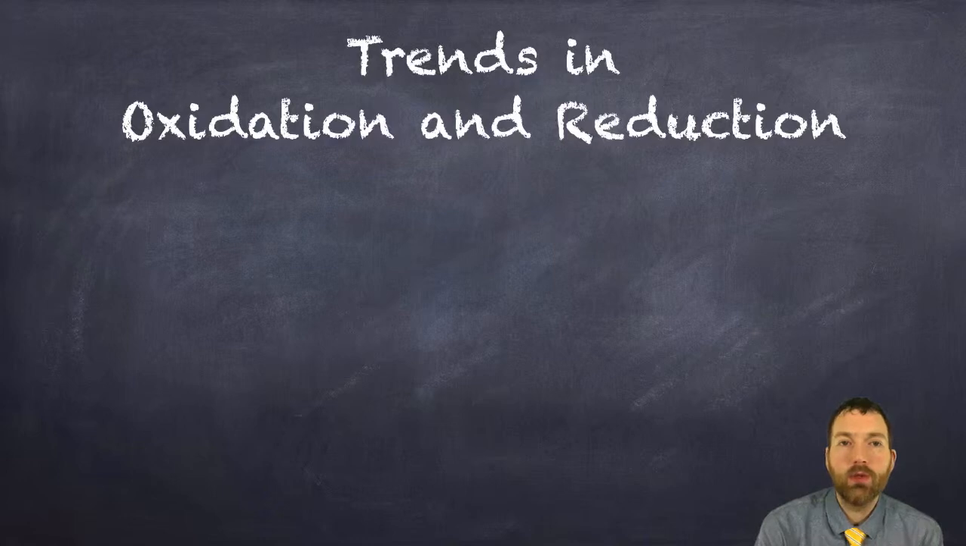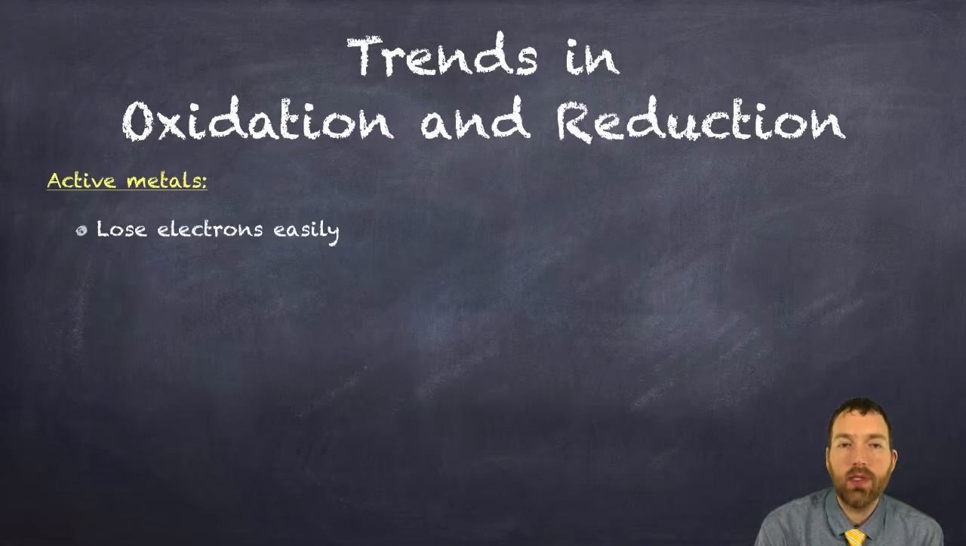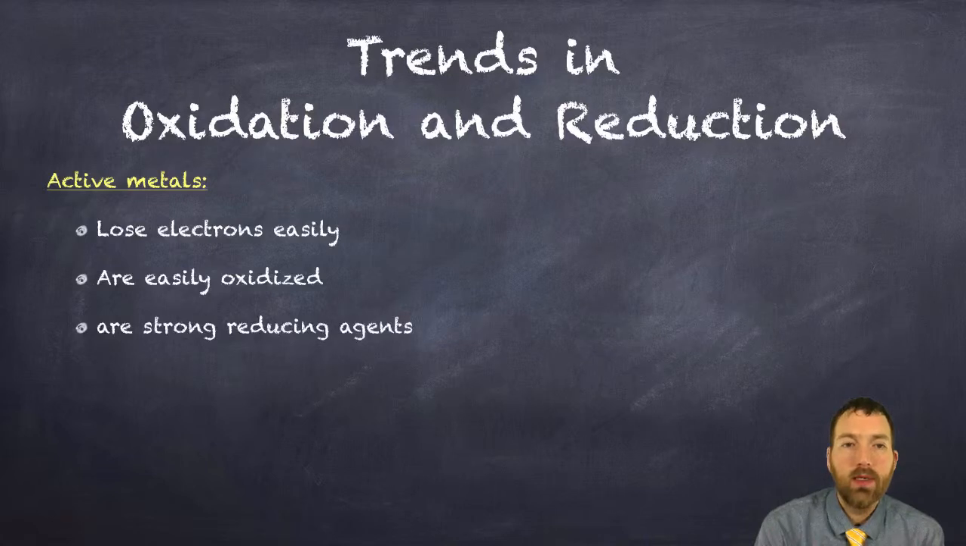Let's look at some trends in oxidation and reduction. These are just some things that you need to know about oxidation and reduction. We're going to break it down into metals and nonmetals. Metals lose electrons easily. If you lose electrons, that means you are easily oxidized. And if you're easily oxidized, that makes you a strong reducing agent.